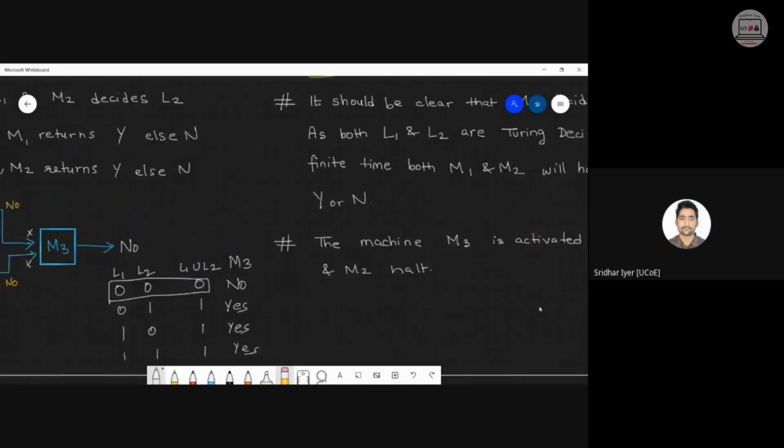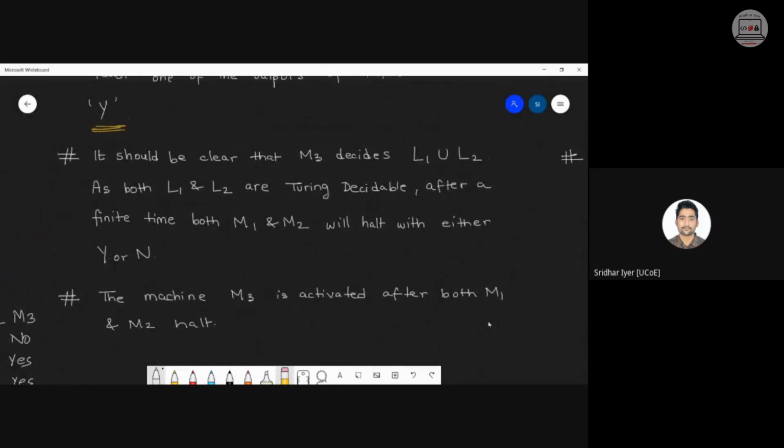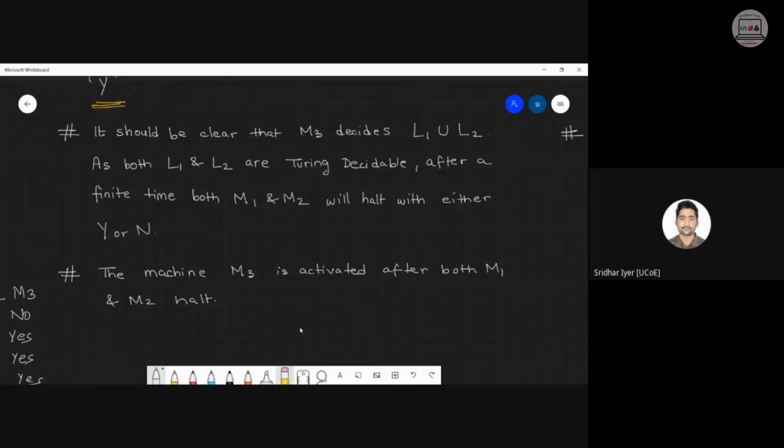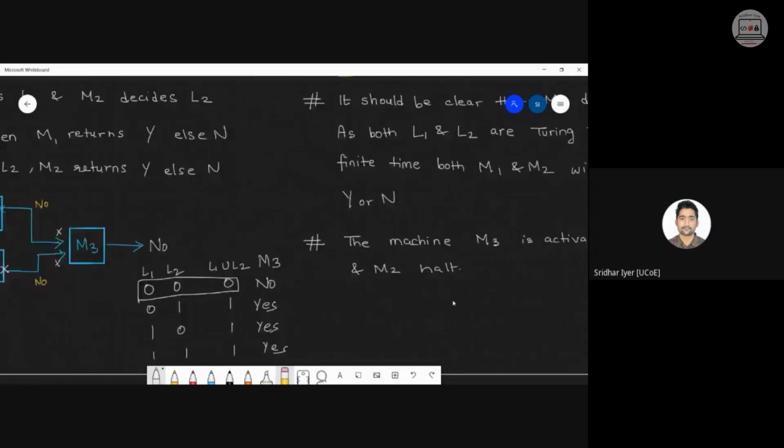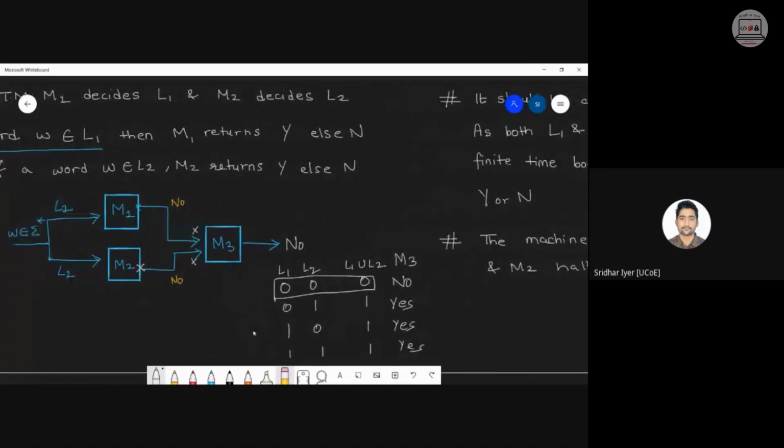The same thing is mentioned over here. Just have a look. It should be clear that M3 decides L1 union L2. As both L1 and L2 are Turing decidable, after a finite amount of time, both M1 and M2 will halt with either yes or no. It doesn't matter. Hence, the machine M3 gets activated after both M1 and M2 halt. When will M1 and M2 halt?